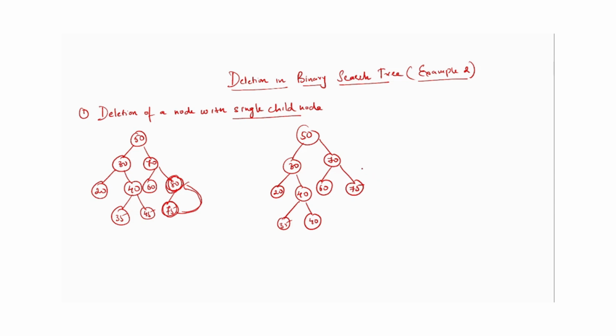This is how I delete a node with a single child node. This is how I delete a node with a single child node, right? So here 80 is gone and I will move 75 in the place of 80. I hope you are understanding this, right? So this is how you delete a node with a single child node.